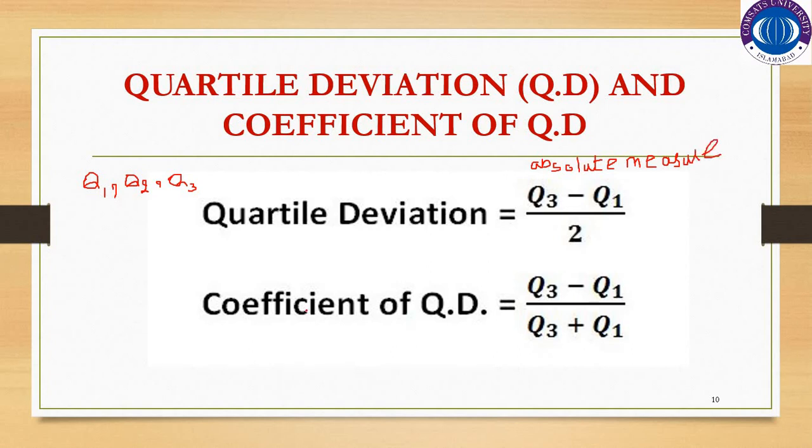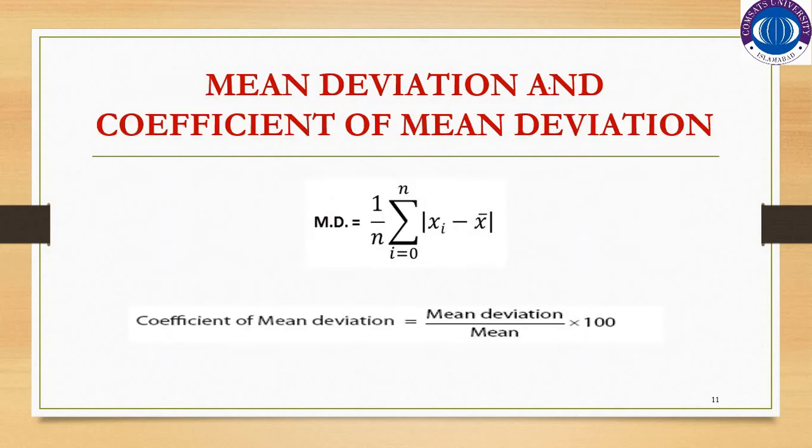So if you want to make them unit free, you will find out the coefficient of quartile deviation, which is Q3 minus Q1 divided by Q3 plus Q1. Now this is unit free. No units are involved in this. The answer will be a pure number. So this is the way to find out quartile deviation and coefficient of quartile deviation. This Q.D. is basically representing the quartile deviation.